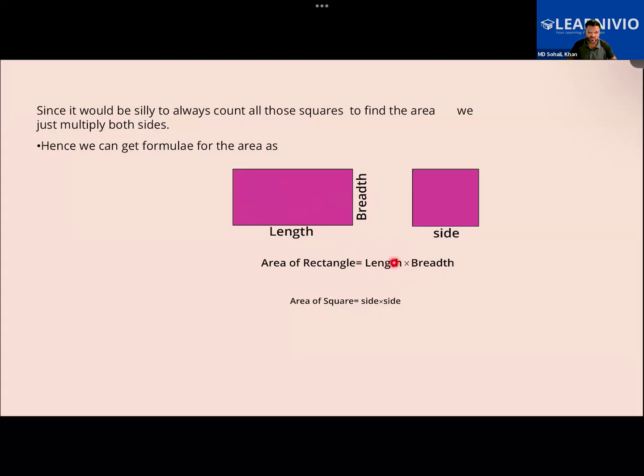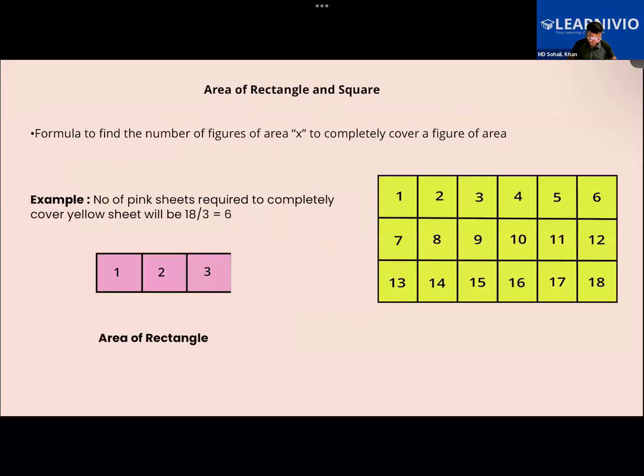Length multiplied by the breadth will be the area of the rectangle, and for the square, it is simply side multiplied by the side. The product of the two sides will be the area of the square here, right? Now the question is, how did we get to this formula?